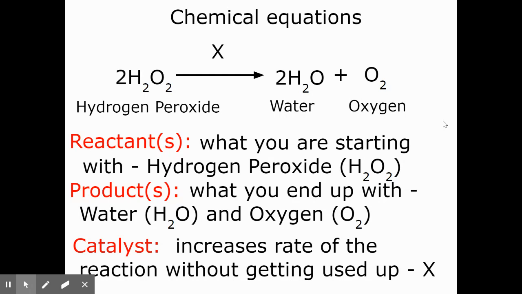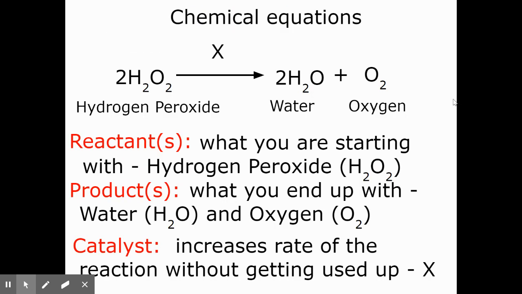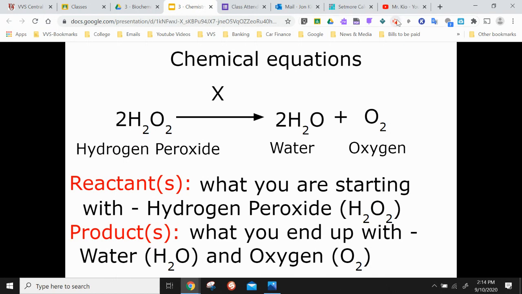Now, what I've done here is just balance the equations. You don't need to worry about balancing any equations. All you need to worry about is what's on the left are the reactants, and what's on the right are the products. All right? We're going to stop right there for this particular video.